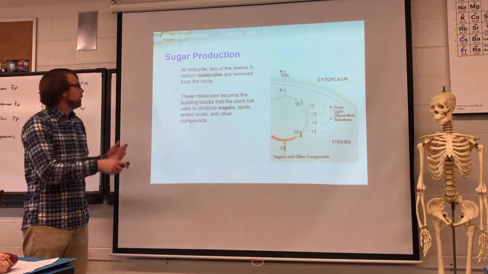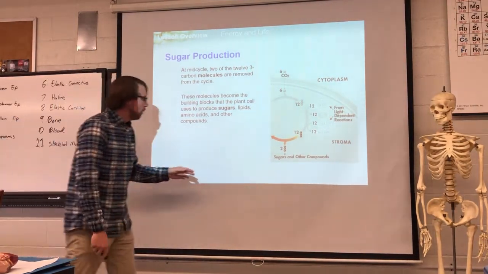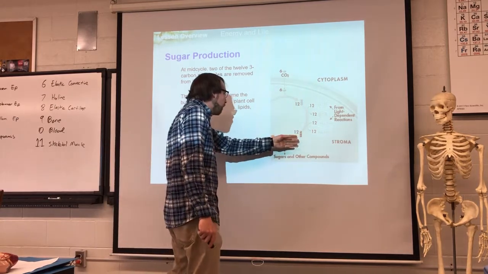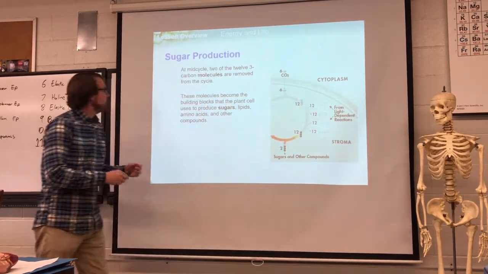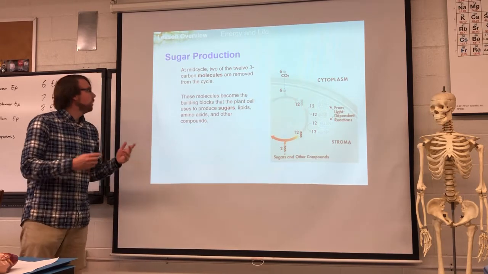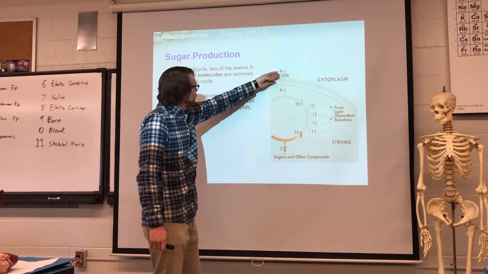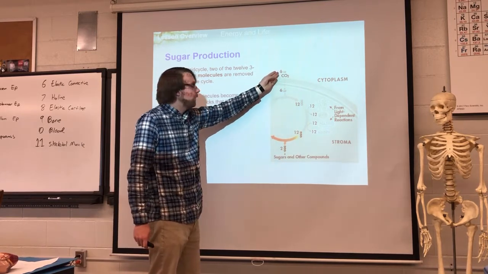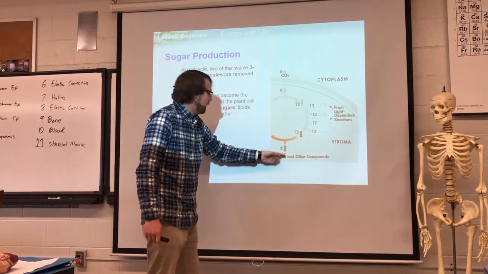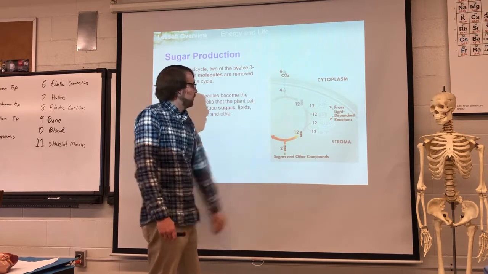So, halfway through the cycle, we still have our 12 3-carbon compounds. At this point, 2 of the 12 3-carbon molecules are removed. That is effectively the 6 CO2 that went in. So, 6 carbon atoms are leaving, 6 carbon atoms went in.